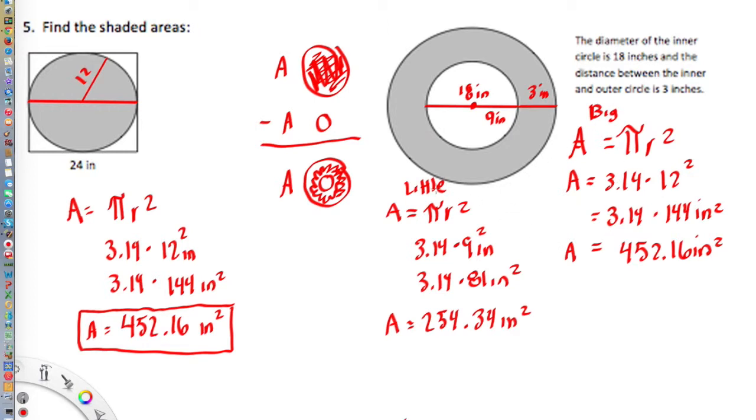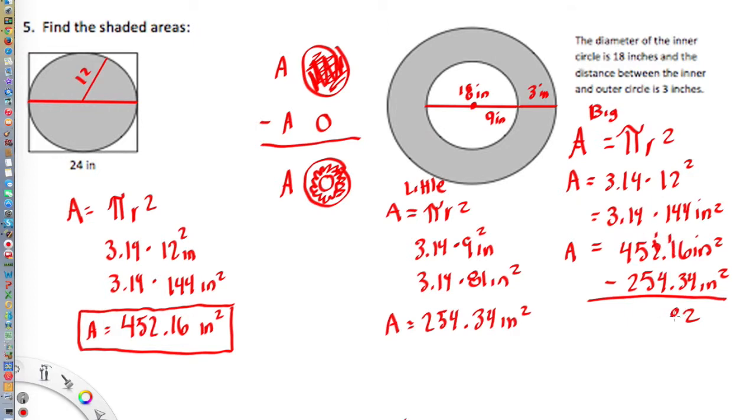So now I have to subtract the little circle from the big circle. Here's my big circle. I subtract the little, 254.34 inches squared. And what do I get? 6 minus 4 is 2. I have to borrow.